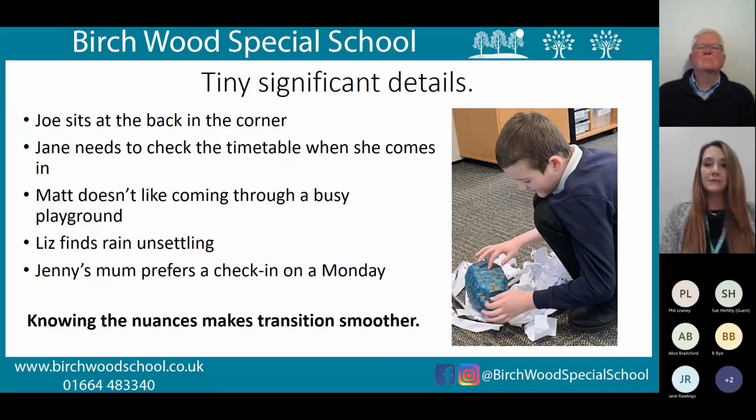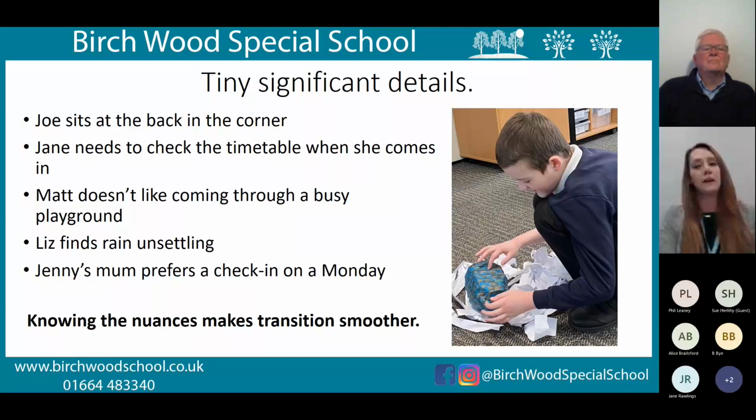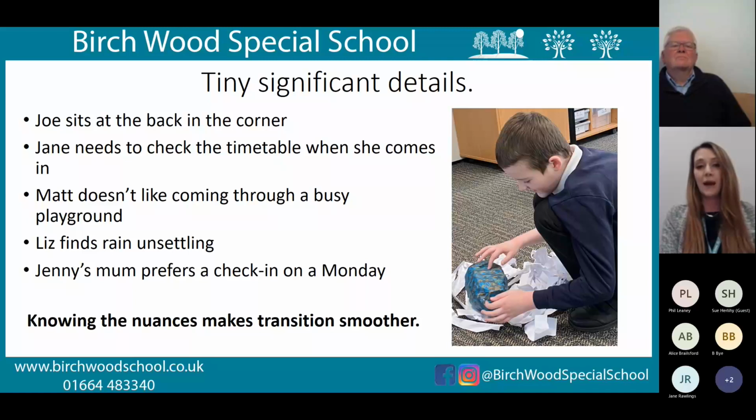So I'd like you just to take some time for a second to think about the tiny significant details that you know about students in your class. For example, we may take for granted that we know Joe prefers to sit in the corner at the back, close to the wall, because he seems to be safest that way. We know that Jane needs to check the timetable when she comes in. We know that Matt doesn't like coming in through a busy playground, and he might need 5 minutes with a fidget toy to calm down and really feel settled in the classroom.